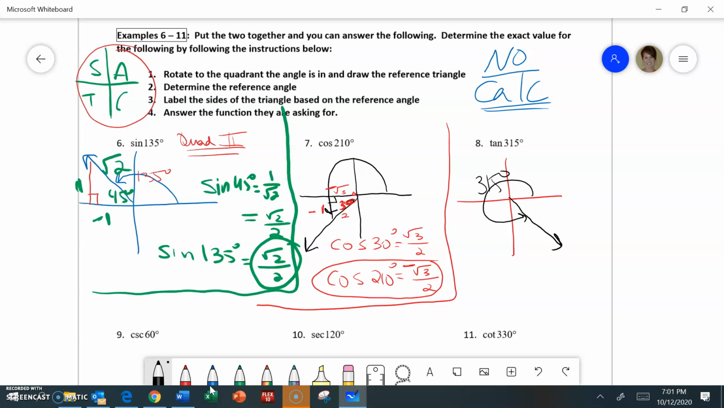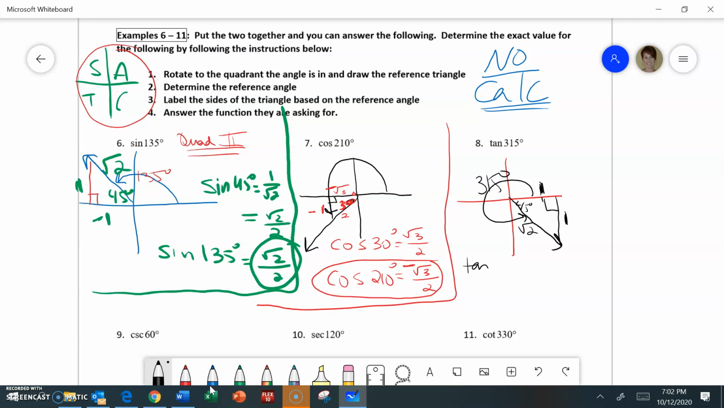So our theta prime, our reference angle, after I draw my reference triangle, would be 45 degrees. So we have another 45-45-90, shocker, because that's what we know. So both legs would be 1. And once again, I'm not worried about my signs right now because my All Students Take Calculus is going to take care of that. And then my hypotenuse would be radical 2.